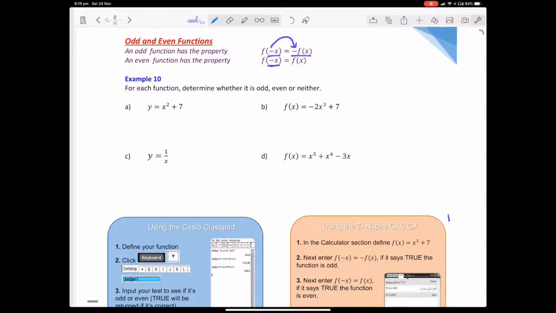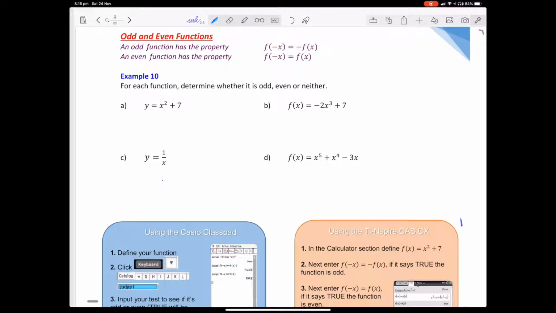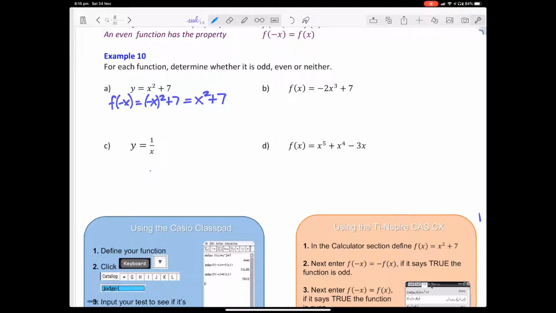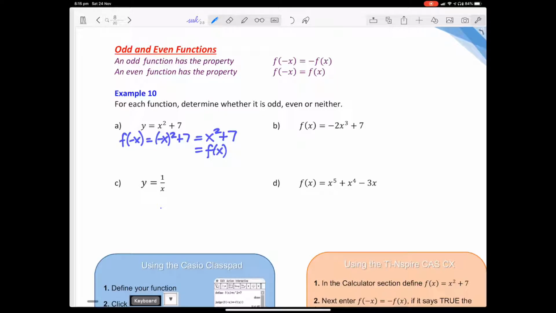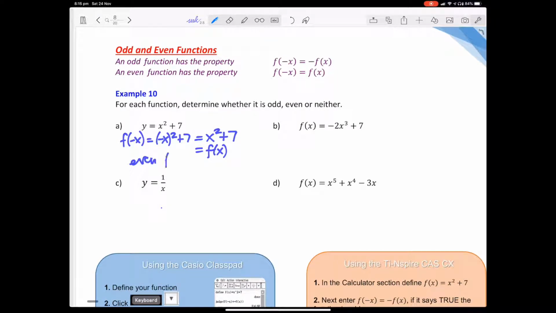If I sub in negative x, it ends up being the same function that I started with, then that's called an even function. Okay, so let's have a think about functions that we know. x squared plus 7, if I say what's f of negative x, I would get negative x squared plus 7, which is x squared plus 7. And that is exactly the same as f of x. So in this case here, we would say that this is an even function.